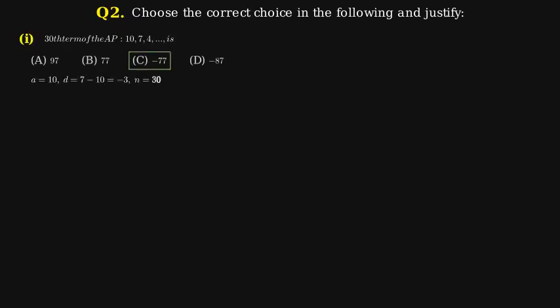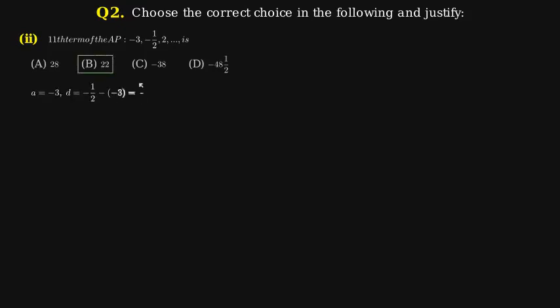Exercise 5.2, Question 2. Choose the correct option. 1. The 30th term of the AP 10, 7, 4, a equals 10, d equals minus 3. a30 equals 10 plus 29 times minus 3 equals 10 minus 87 equals minus 77. Answer, A. 2. 11th term of the AP minus 3, minus 1/2, 2, a equals minus 3, d equals 5/2. a11 equals minus 3 plus 10 times 5/2 equals minus 3 plus 25 equals 22. Answer, B.